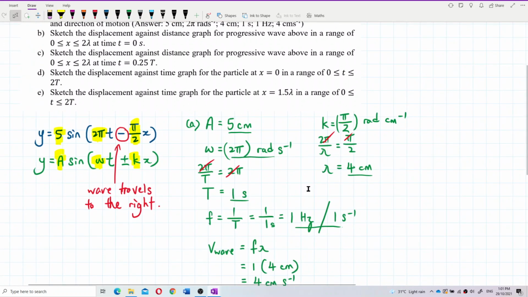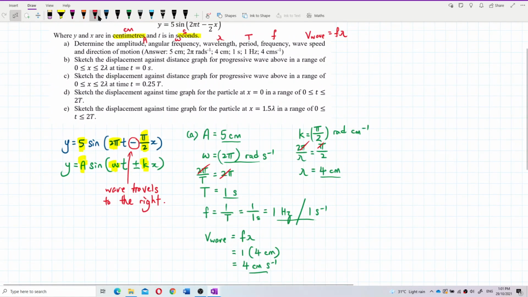Okay, so is the answer correct? Let's check the answer. The amplitude is 5 centimeter. It's all correct. Omega is 2 pi radian per second, and then the wavelength is 4 centimeter. The period is 1 second. The frequency is 1 hertz, and then the wave speed is 4 centimeter per second. That's correct. All the units are also correct. Good. So we're done with that.